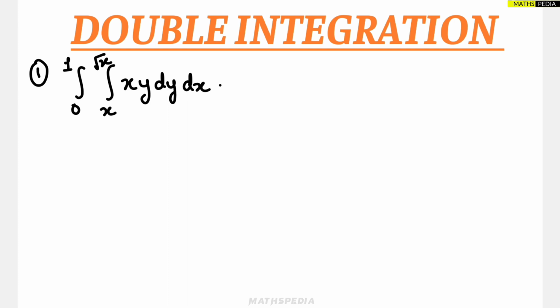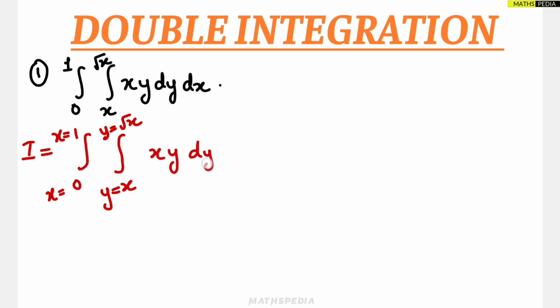Now, for understanding purpose, we are going to name this as I, capital I, which is limit 0 to 1. So I'll take it as the x limit, x equal to 0 and x equal to 1. Why? As I said, dx, this particular limit, is the outer limit, the external one. That's why I've taken x. Next limit will be for y, the internal part. So y is equal to x and y is equal to root x. Next, xy as it is, then dy dx.